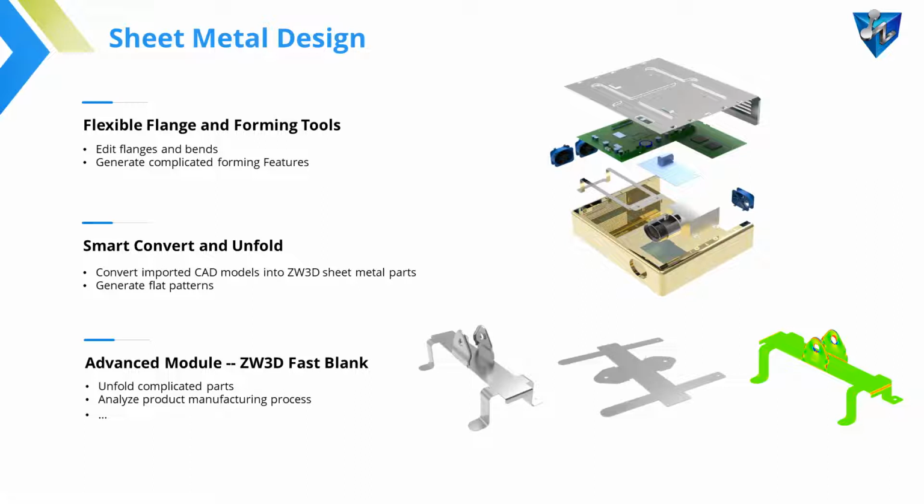The most exciting functions are Smart Convert and Unfold. You can convert ZW3D models or imported CAD models to sheet metal parts and generate flat patterns quickly. After that, customers can analyze the product manufacturing process with our advanced module, ZW3D Fast Blank.